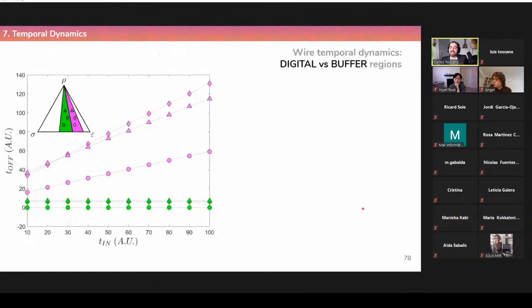So you can see what happens with the turning off time if we place some cultures, for instance, 3 cultures in the digital region and other 3 cultures in the buffer region in pink, and see the turning off time. In the case of the cultures placed in the digital region, you can see here that it's not necessarily 0, and the closer you are to the top vertex of the triangle, the more the turning off time starts increasing.